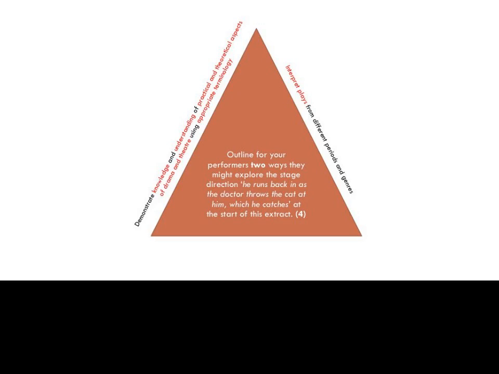So we've got some analysis triangles where we've put the question that we're trying to answer in the centre. So outline for your performers 2 ways they might explore the stage direction. He runs back in as the doctor throws the cat to him, which he catches at the start of his extract. So you know that the examiner is looking for 2 rehearsal techniques. So that's going to be 2 paragraphs. We know that he's wanting you to outline it to your performers, so you're going to use that language. And we know that he's looking for something about stage direction.